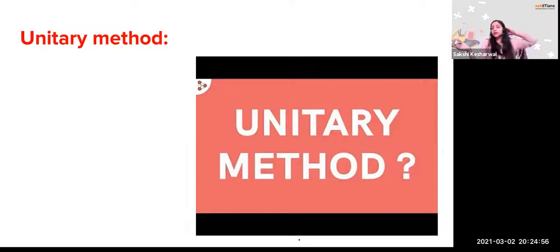If I say the cost of 10 pens is rupees 20, then what is the cost of one pen? The cost of one pen is what, beta? 2 rupees, right? So 20 divided by 10, that's 2 rupees, right? So if I say one man can finish a piece of work in 10 days, then two men can finish a piece of work in how many days? 5 days, right?